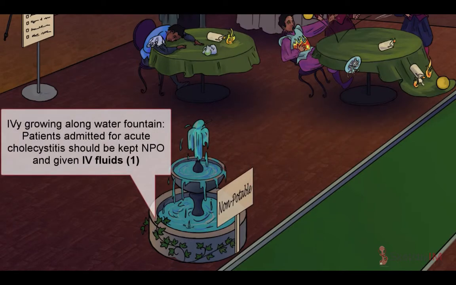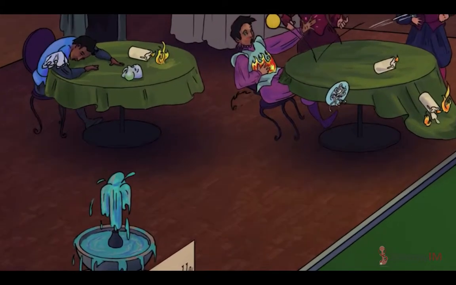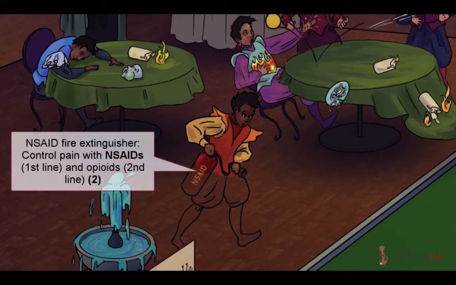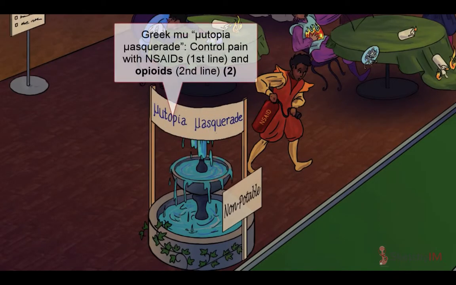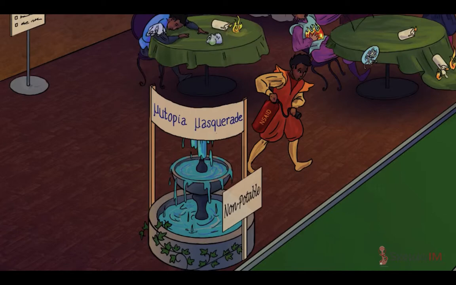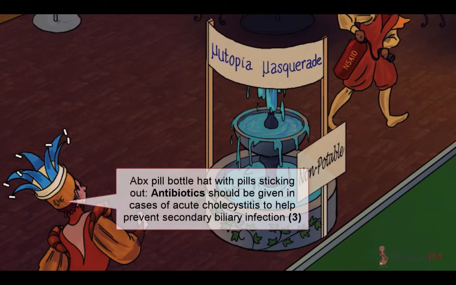IV fluid should be administered as a resuscitative measure, as supportive care is a staple of treating acute cholecystitis. NSAIDs are a good first measure for pain control as long as there's no contraindications, such as peptic ulcer disease or significant renal impairment. But the majority of patients with acute cholecystitis will require parenteral opioids to get pain under control. To help you remember both, recall this NSAID fire extinguisher and Mutopia masquerade sign. While infection isn't always present, bacterial overgrowth due to acute cholecystitis can spread throughout the gallbladder and biliary system, sometimes even resulting in sepsis.